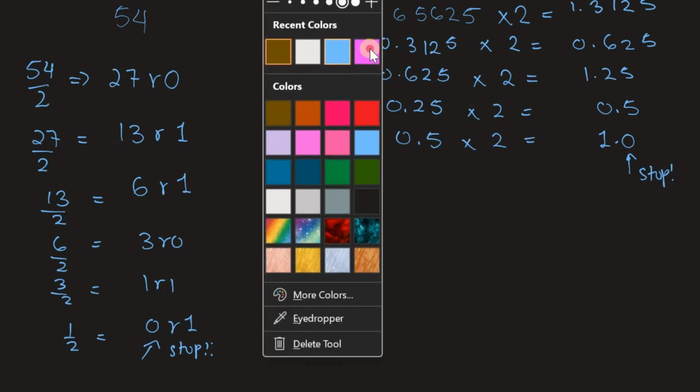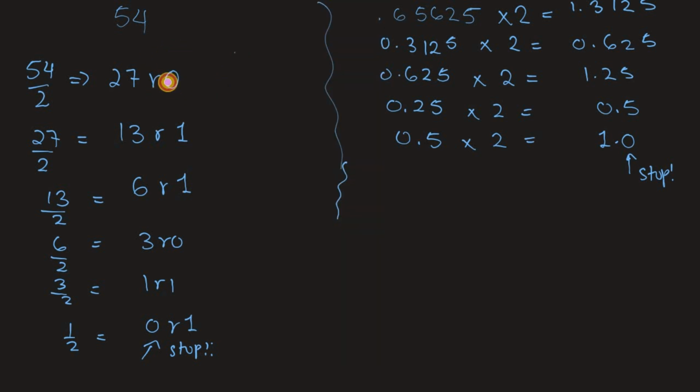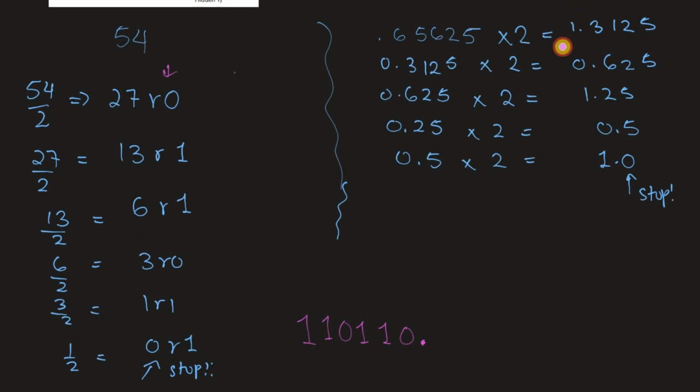I want to use another color. Let's go ahead and use pink. Okay, so this number, we're starting at the top, right? We're going to write 0, 1, 1, 0, 1, 1. Okay, and then point, what do we have over here? We're going to look at these values that you see over here.